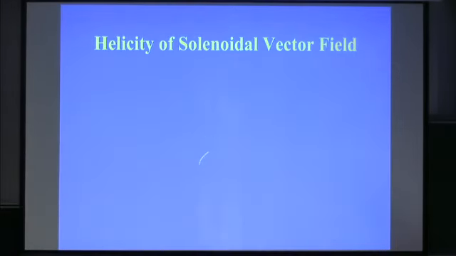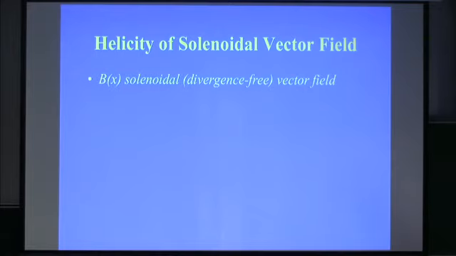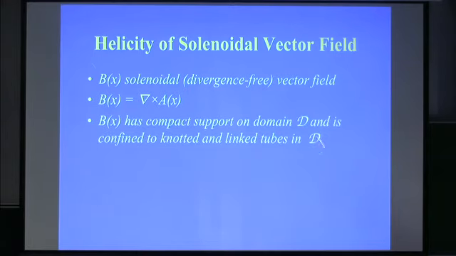So this is now the integral version of helicity. So you've got a divergence-free vector field. You have this vector potential A. Del cross A is B, the field that you're looking at. And it has compact support on domain D, but it's confined to knotted and linked tubes in D. You know, we're going to just get down to some topology here.